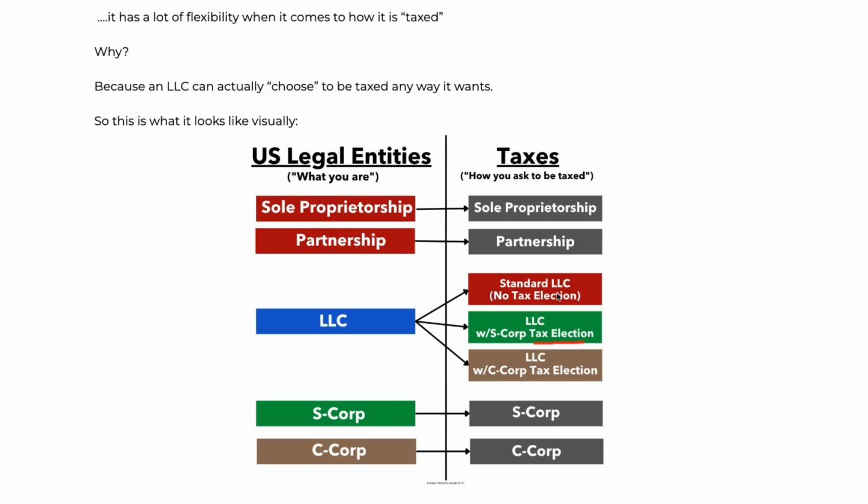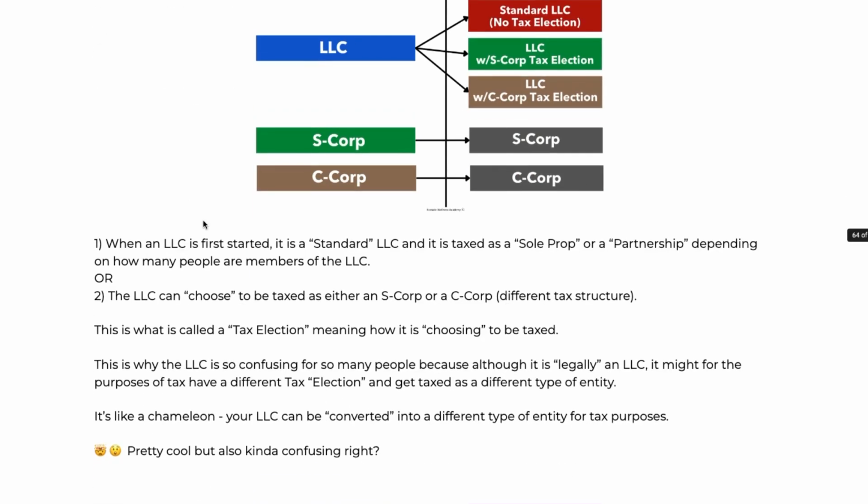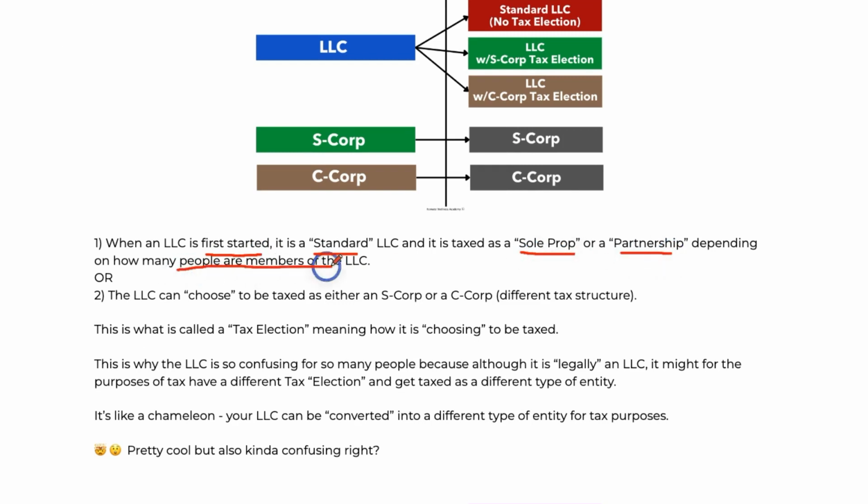And so when you first set up an LLC, it's just a standard LLC. It doesn't have any tax election. It gets taxed as a sole prop. We'll explain this a little more in just a second, right? But when you fill out the tax election form, you can say, hey, I want my LLC to get taxed now as an S Corp. I want my LLC taxed as a C Corp. And that is where the flexibility comes in, okay? Let me explain this a little more so you can understand. When an LLC is first created, it starts off as just a standard basic LLC, and it is taxed as a sole prop or a partnership depending on how many people are in that LLC, okay?